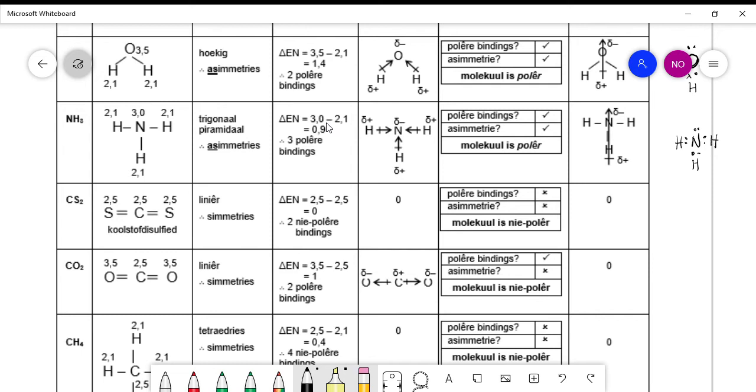And then you go do your calculation. It has polar bonds. So because it is asymmetrical and it has polar bonds, it means that the molecule will be polar.